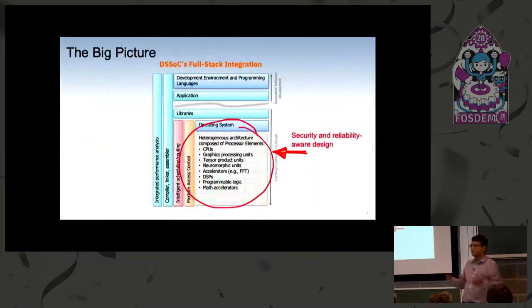As a larger context, even the preceding two talks from Luca and Skylar were in the larger ambit of the DSSoC program, which is sponsored by DARPA, and which looks at an entire stack of building heterogeneous SoCs. In this talk, we particularly focus on the security and reliability aware design, in this case for CPUs, but it can be easily extended to a whole bunch of hardware units as shown here.